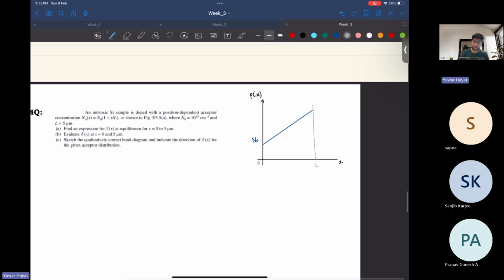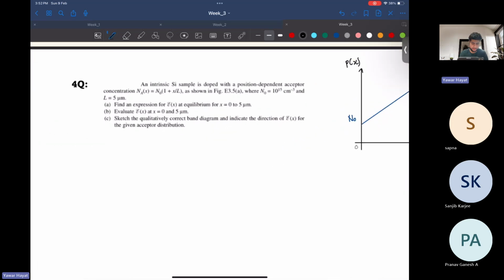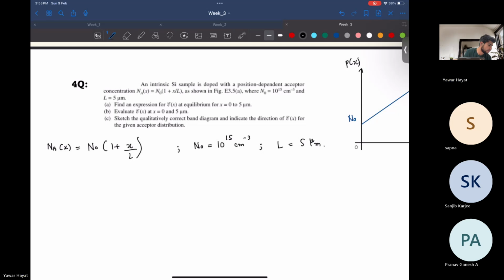Now, let's come back to the question. So your NA of x is equal to N naught times 1 plus x by L, right? Your N naught is equal to 10 to the power 15 per centimeter cube, and L is equal to 5 micrometer, right? Now, what is the equilibrium hole current density, JP?